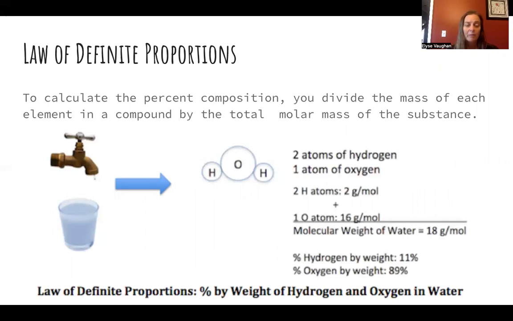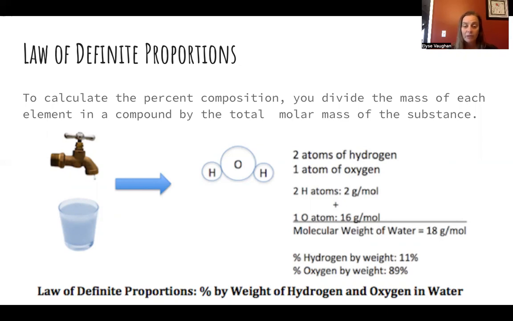So our law of definite proportion says that we can calculate percent composition by dividing the mass of an element in a compound by the total molar mass of the substance. So as an example here, we have water. We have 2 atoms of hydrogen and 1 atom of oxygen. We know that the molecular weight of water is 18 grams per mole. And so we can take that 16 grams of oxygen divided by 18 grams per mole and get that it's 89% oxygen and 11% hydrogen. So we can go from a formula to a percent composition.